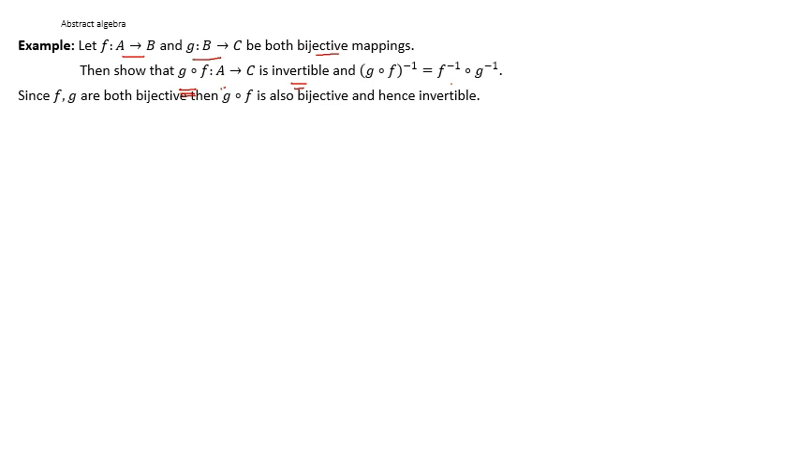Now the first part is obvious. We have already shown that if F is one-one and G is one-one, then G∘F is one-one. Again, if F is onto and G is onto, then G∘F is also onto. That means if F and G are both bijective, then G∘F is also bijective. And since G∘F is bijective, it must be invertible, because we know that a mapping is invertible if and only if it is bijective.